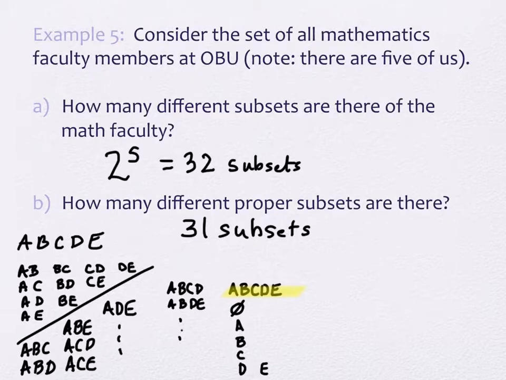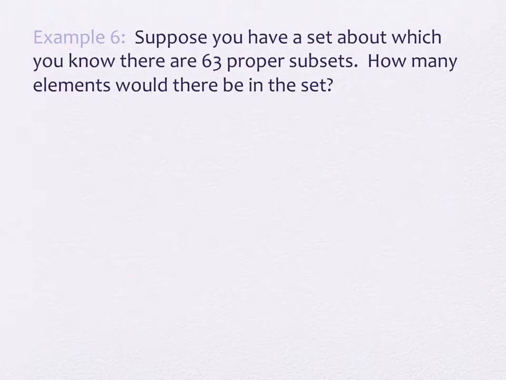So just imagine what happens if you had 10 elements, right? 2 to the 10. It's a very large number. The numbers get big very quickly because they're exponential. All right, let's take a question in reverse. Suppose you have a set, and you know there are 63 proper subsets. How many elements would there be in the set?